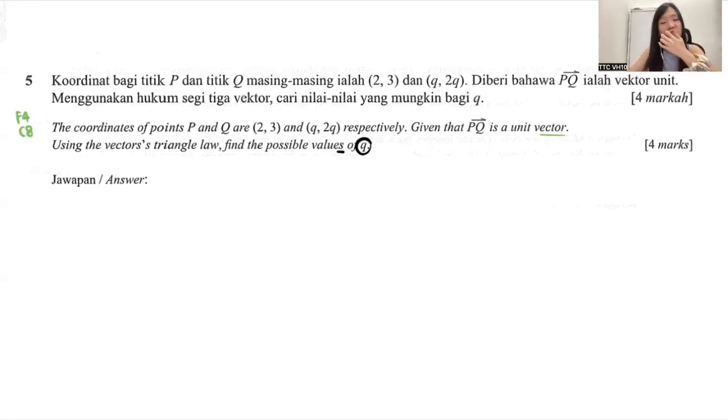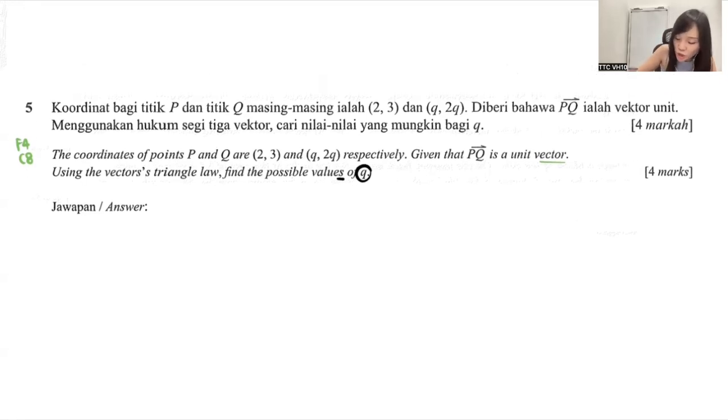Okay, my dear. So how do you guys do this? First thing first, I need you guys to have this basic. When your coordinate is 2, 3 for coordinate P, you should be able to write a vector out. You're able to write OP. Do you guys know this or not? I don't know your basics.